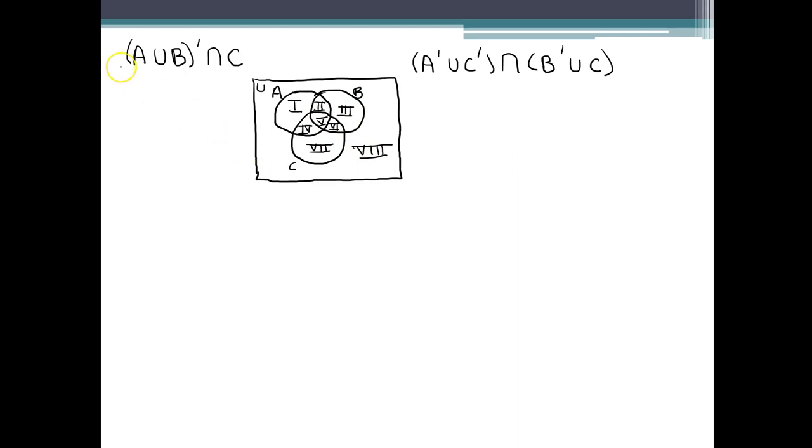Okay, so first statement. Got a lot going on here. Let's take it piece by piece. First piece we have to tackle is the parentheses, A union B. So take everything in A circle, everything in B circle, and put it together. So we got 1, 2, 3, 4, 5, and 6. Then A union B complement is everything else in that rectangle except 1, 2, 3, 4, 5, 6. So it's not much actually, it's just 7 and 8.